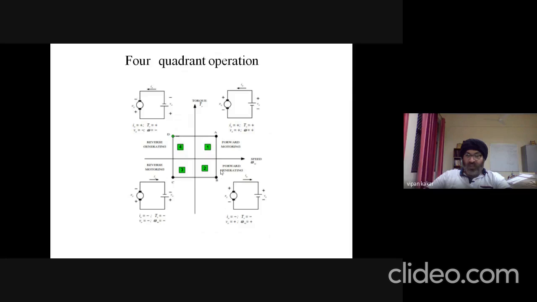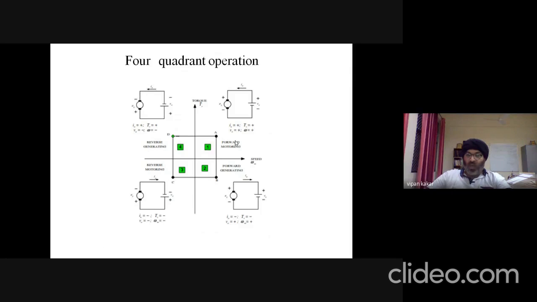Now the second quadrant is the forward generating mode of operation, and the equivalent circuit is this. In quadrant 3, we have a reverse motoring configuration, and the equivalent circuit is this. The negative of the DC supply is connected to the negative of the motor back EMF. Quadrant 4 is reverse generating, and the equivalent circuit is this.